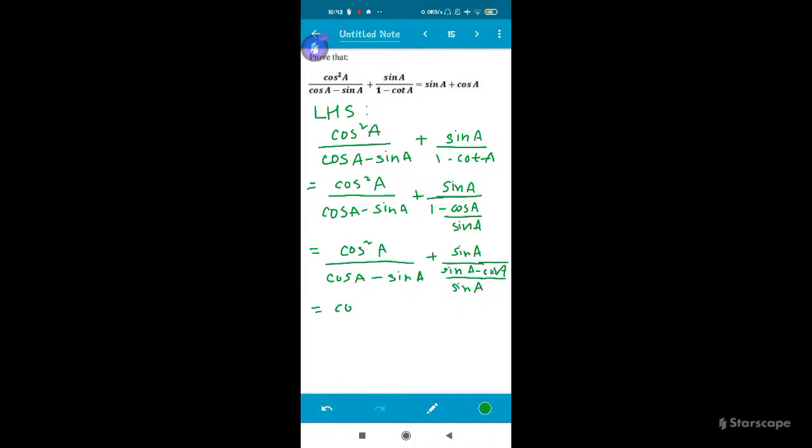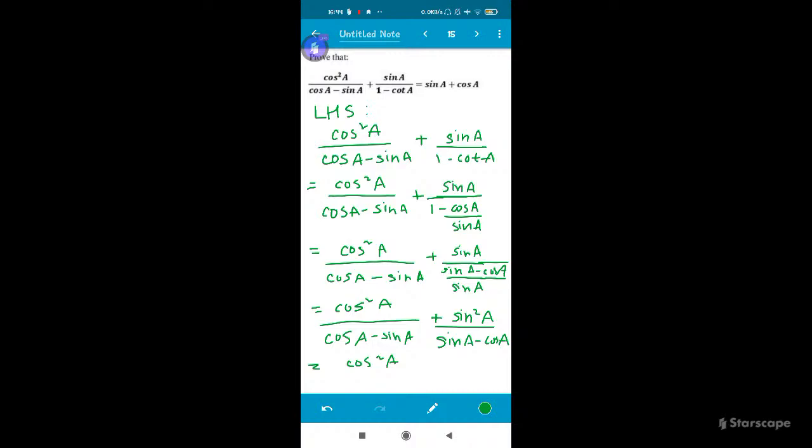So we are left with cos square A by cos A minus sine A plus, over here we are getting sine square A divided by sine A minus cos A. Okay. So we see one thing, that in the denominators, one has cos A minus sine A and the other is sine A minus cos A.